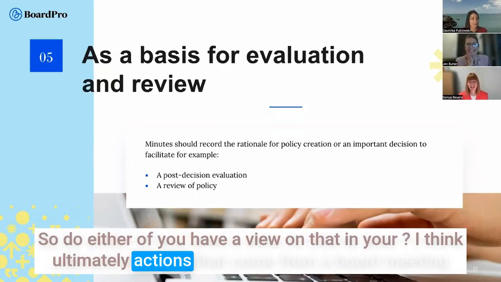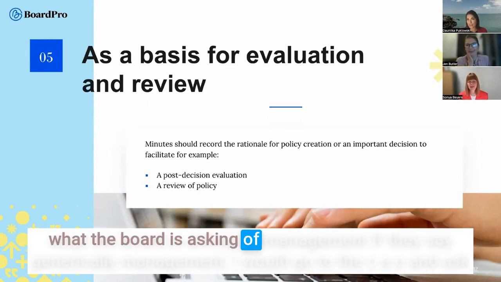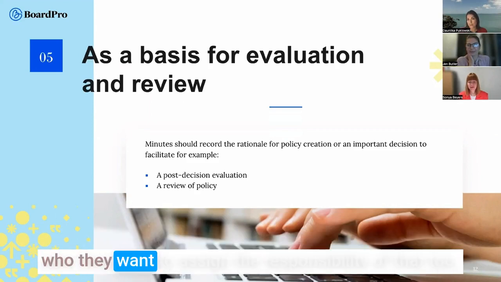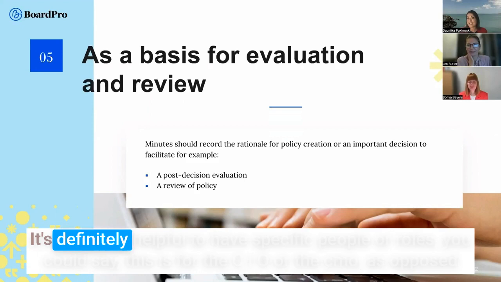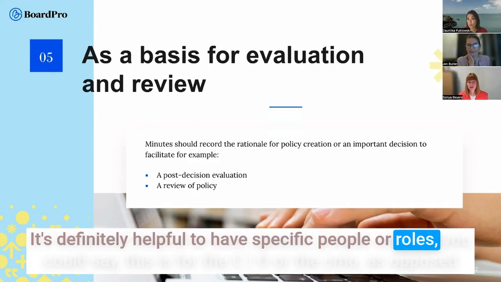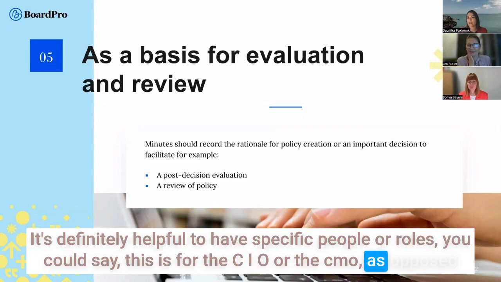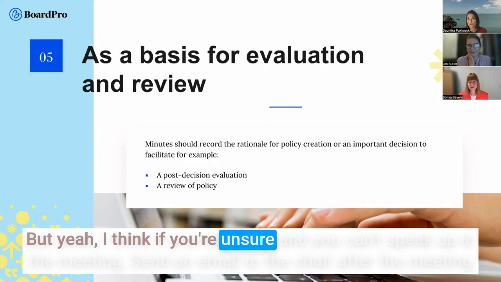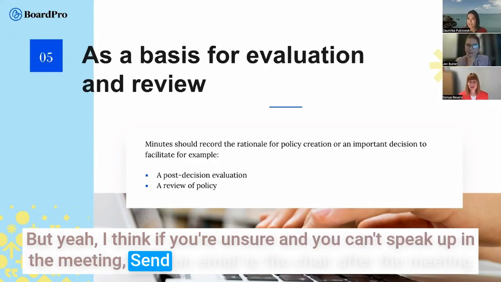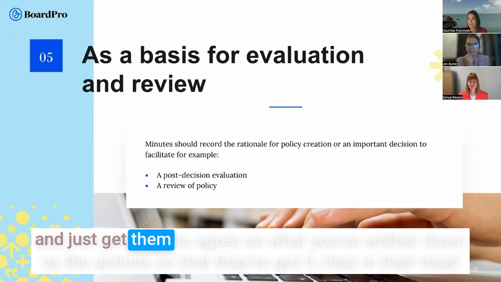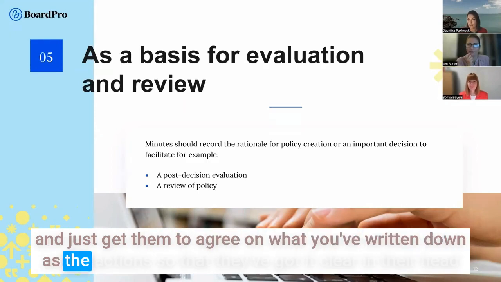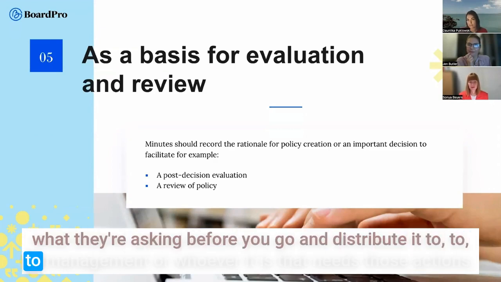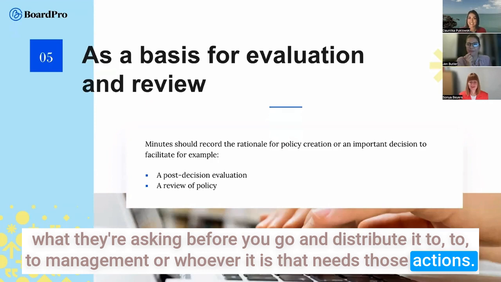I think ultimately actions that come from a board meeting, what the board is asking of management, if they say generically management, I would go to the CEO and ask who they want to assign the responsibility of that to. It's definitely helpful to have specific people or roles. You could say this is for the CIO or the CMO, as opposed to naming people in the minutes or the actions. But yeah, I think if you're unsure and you can't speak up in the meeting, send an email to the chair after the meeting and just get them to agree on what you've written down as the actions, so that they've got it clear in their head what they're asking before you go and distribute it to management or whoever it is that needs those actions.